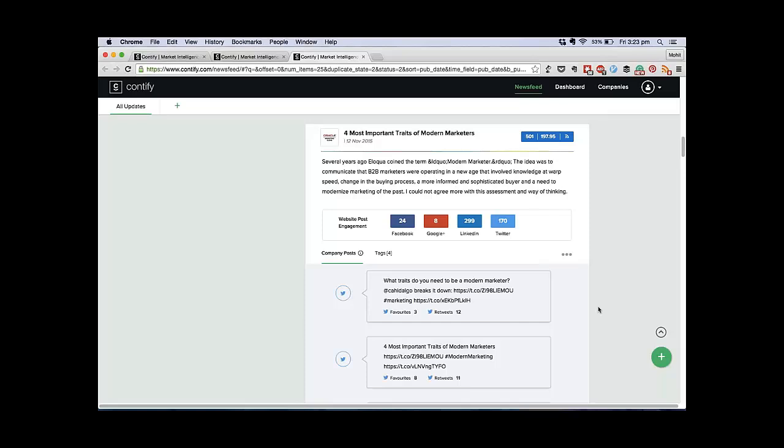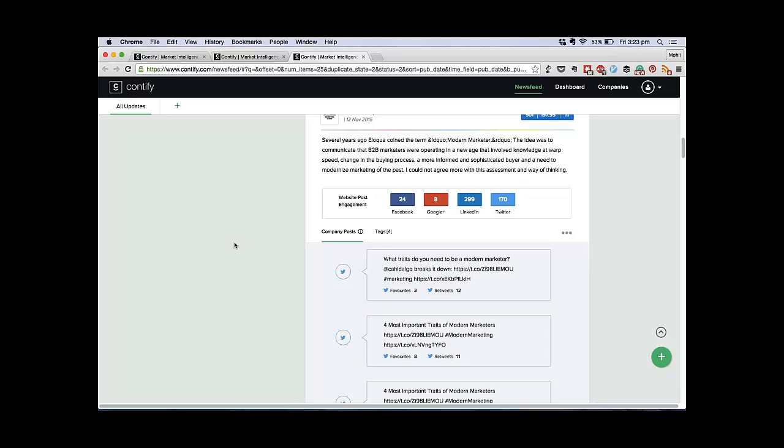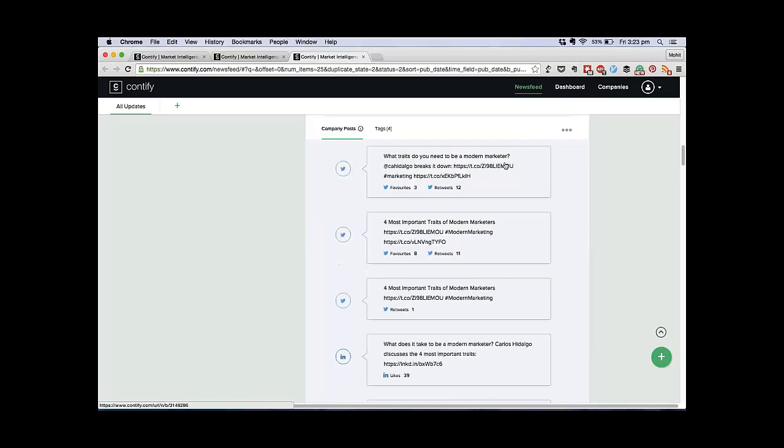So what traits do you need to be a modern marketeer is first how they promoted it, and then 4 most important traits of modern marketeers, same piece of content, and then what it takes to be a modern marketeer on LinkedIn, again the same piece of content. So this gives an idea of how to use the piece of content that we have generated again and again in different channels, and what strategies our competitors are following.